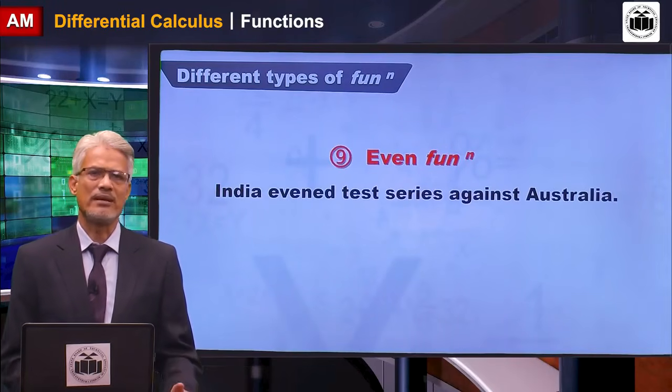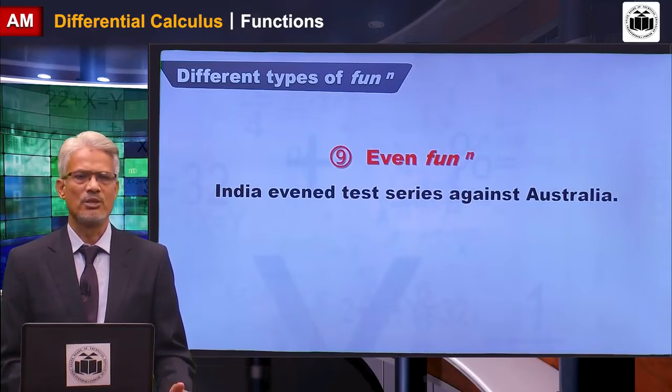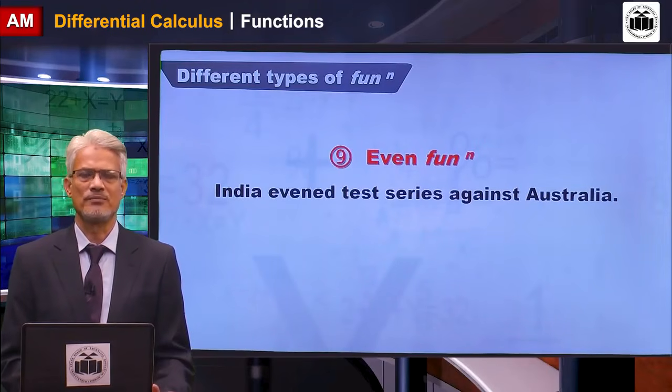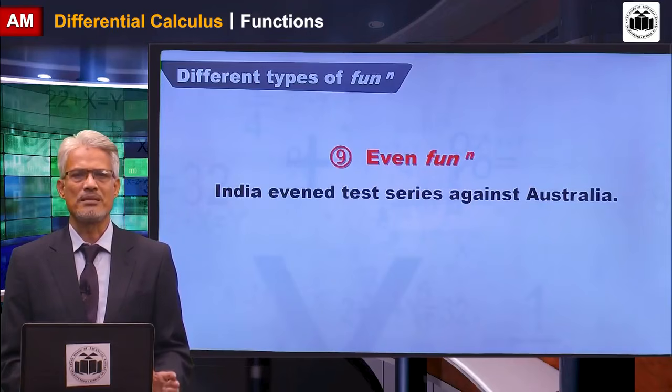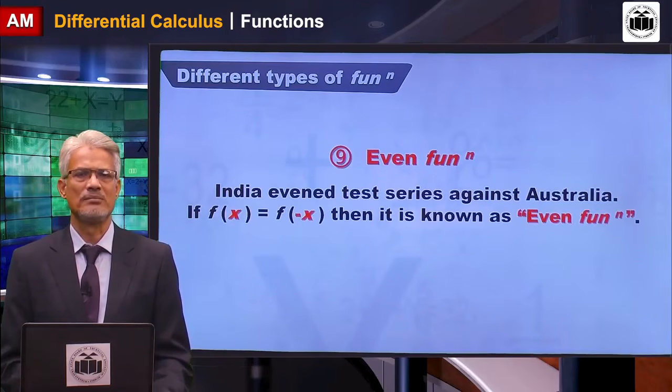One sentence is there, India evened the test series against Australia. You let me know the meaning of the sentence. Yes, India और ऑस्ट्रेलिया के बीच सीरीज बराबर हो गई. That means even means बराबर. I am concerned about the meaning of the word even. Likewise, if a function remains unchanged by changing x to minus x, then this is known as an even function.